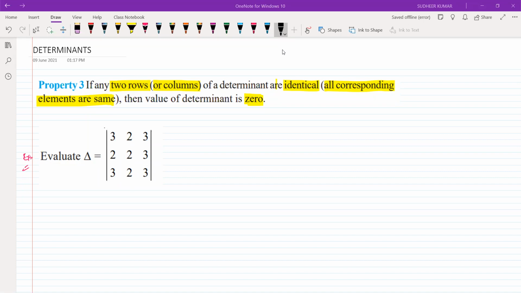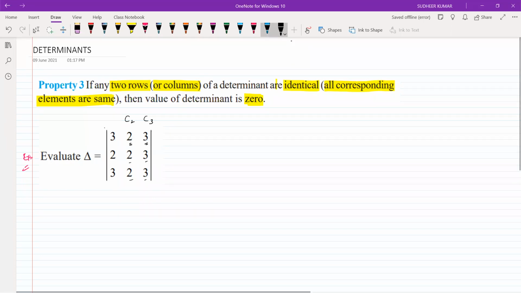Which columns are identical? Can you tell me? C2 and C3. So let us take C2 and C3. This is 2, this is 3. These are not identical. Same elements are required. Corresponding elements in the sense that the first element must be the same. So these are not the same. The elements of C2 are the same among themselves, as are the elements of C3, whereas C2 and C3 elements are not the same.